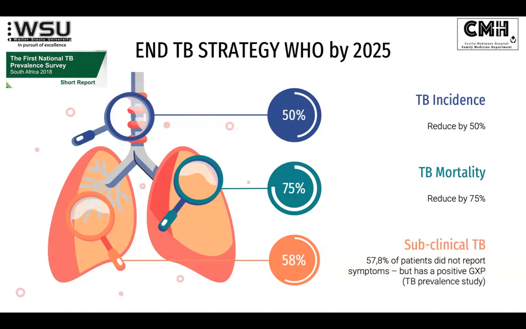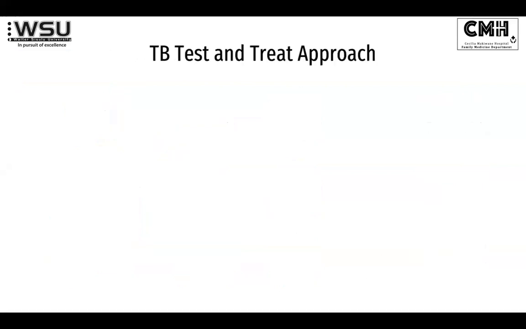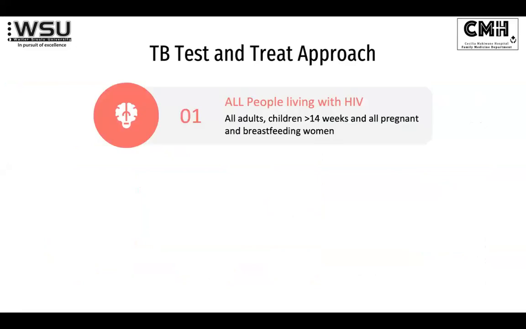What was interesting, and useful to mention here, is that in the National TB Prevalence Survey in 2018, they did this amazing survey to look at the actual prevalence of TB in South Africa. They went into targeted communities across the country, did symptom screening, and tested everybody for TB. They found that 57.8% of patients who did not report symptoms actually had a positive GeneXpert. So there's a concern that there might be quite a high incidence of subclinical or asymptomatic TB. So the guideline is based on what they call a TB test and treat approach.